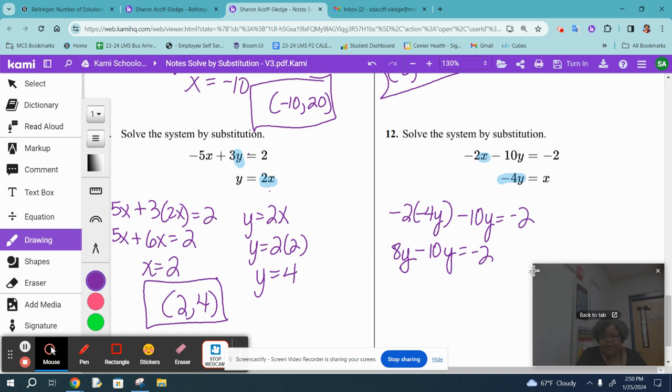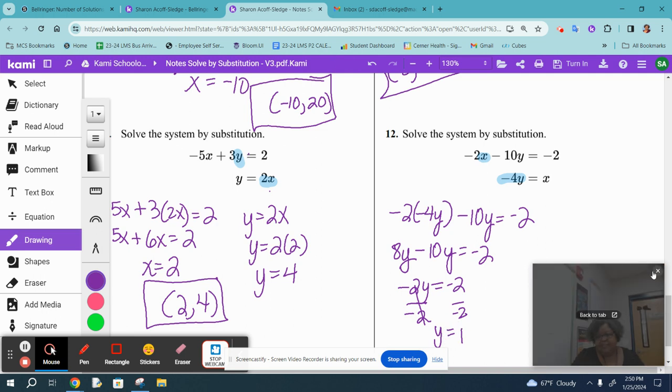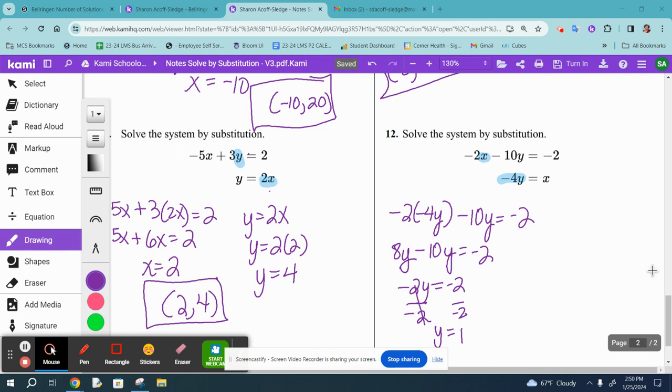I have to put that loop on my y's because sometimes I write so fast it looks like a 4. 8y minus 10y is minus 2y. Yeah, I got that right. Equals negative 2. And I divide both sides by negative 2. And y is equal to 1. Then I'm going to substitute it here. Negative 4y equals x. Negative 4 times 1 equals x. So that's a negative 4. I know I didn't have to go through all those steps, but I just want to make sure we are methodical about what we do.